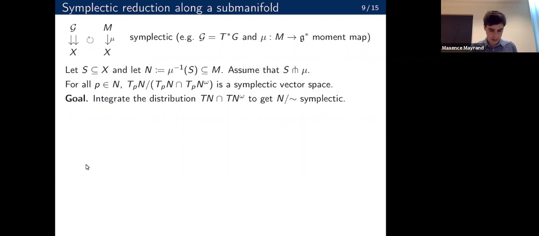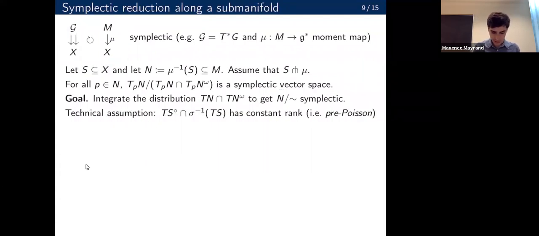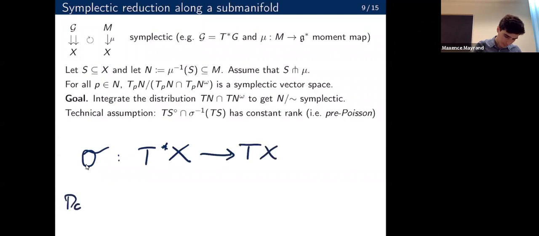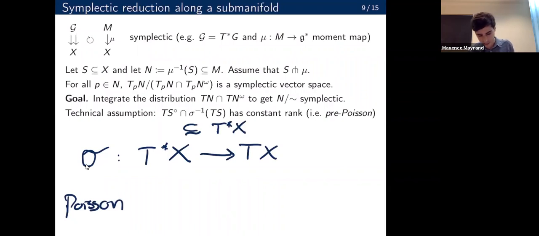But our goal now is to use a special property of this setup to integrate this distribution in a nice way by a subgroupoid of G. And so once you quotient by the leaves of this distribution, you get something symplectic. And there's a technical assumption here, which is that this subspace of the cotangent bundle has to have constant rank. And here, sigma, if you recall from the previous slides, is the Poisson structure of X, which can be viewed either as a bivector, or, if you hook any cotangent vector by the bivector, you get a vector, so you can view this as a bundle map from T star X to T X. And so this is a subspace of T star X, and we ask that it has constant rank, so that it's a vector bundle.